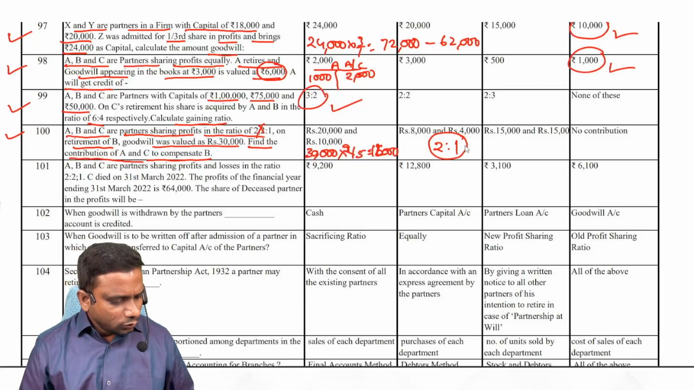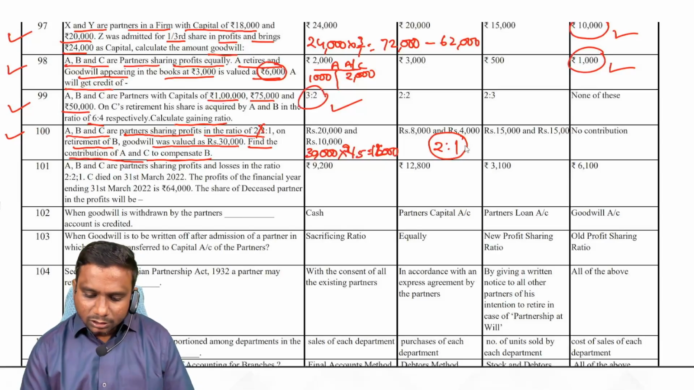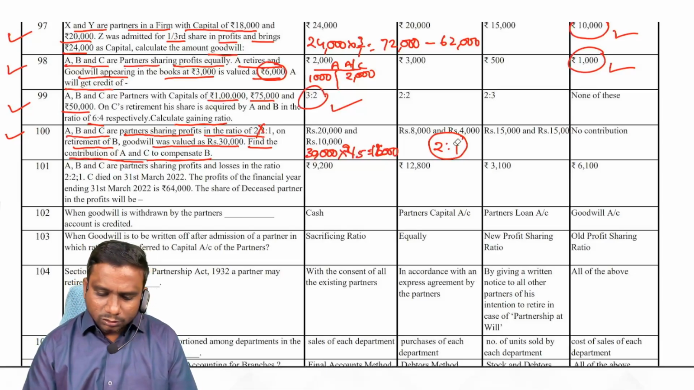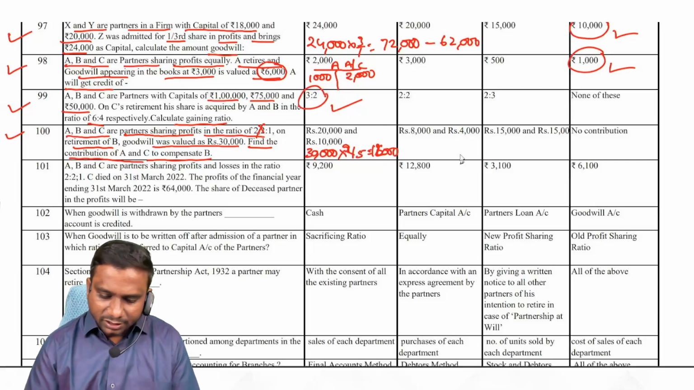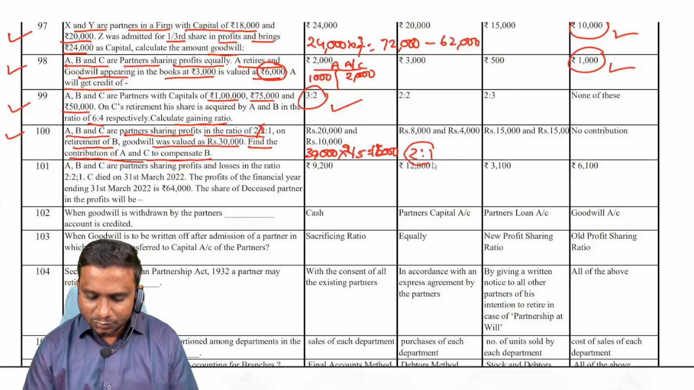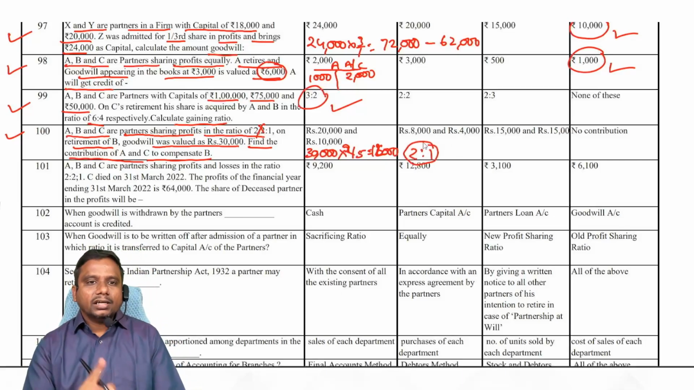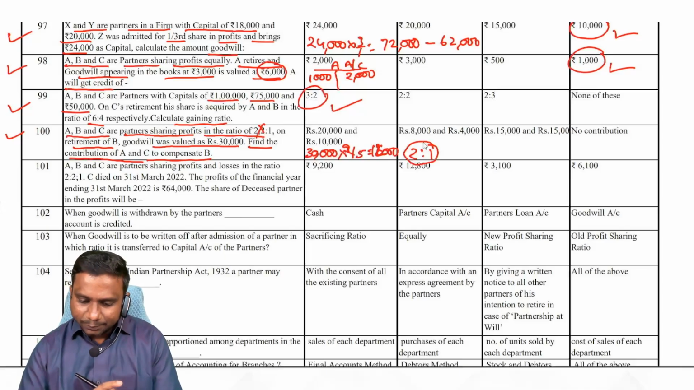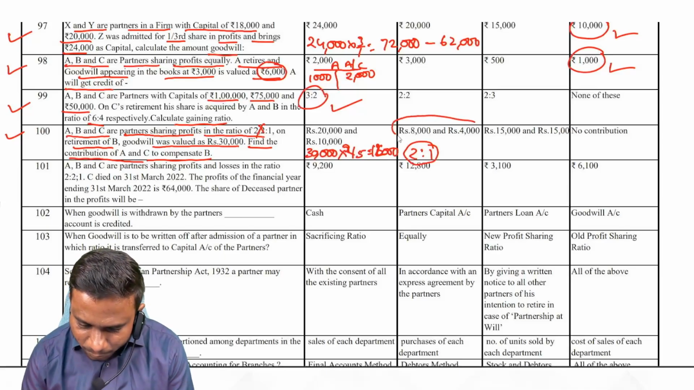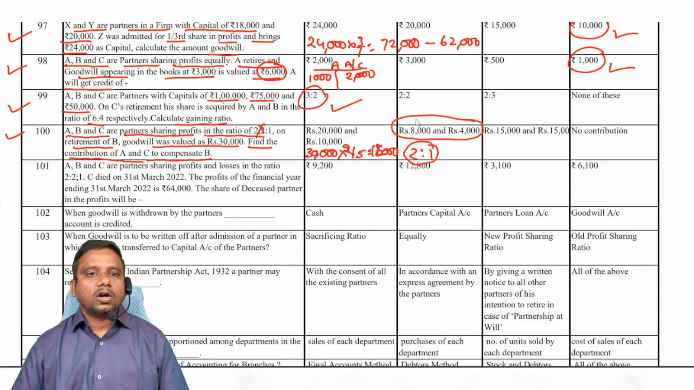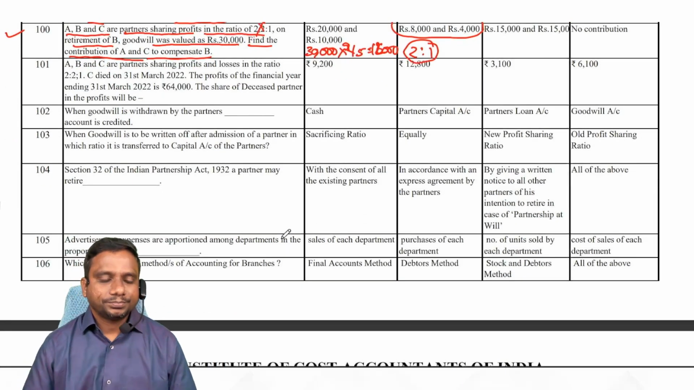Okay. This is the goodwill 1,000 into 2 by 3. So 8,000. So 8,000 will be compensated by A and 4,000 will be compensated by C. So what is the ratio here? Yes. Option 2 is correct. Option 2 is correct. Next.